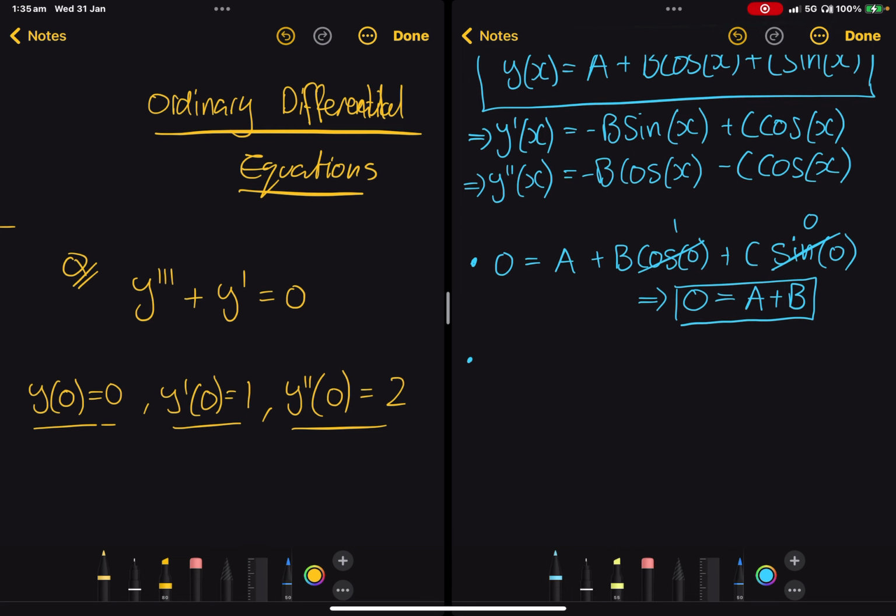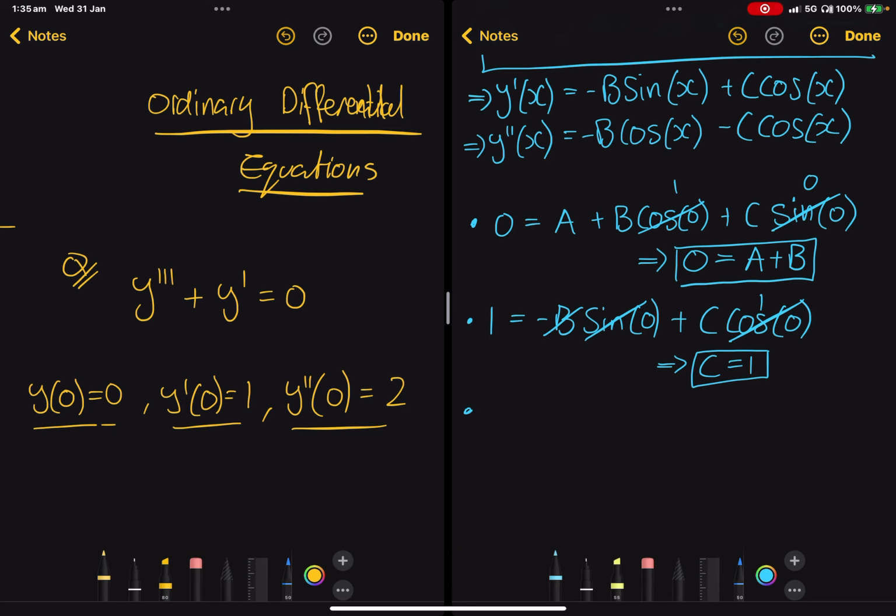Now we're going to use the first derivative. y prime of 0 is 1, so this means 1 is equal to minus b times sine of 0 plus c times cosine of 0. Now we know sine of 0 is 0, so this whole term goes away. Cosine of 0 is 1. And this actually tells us that c is equal to 1.